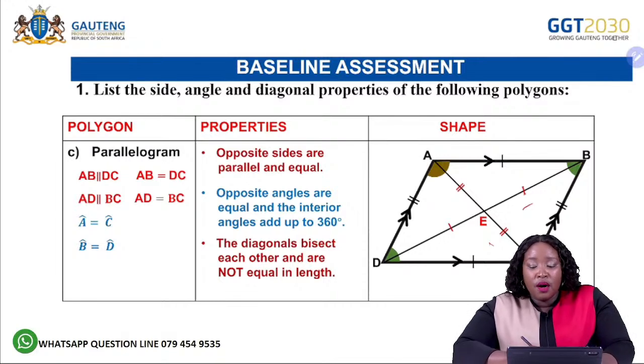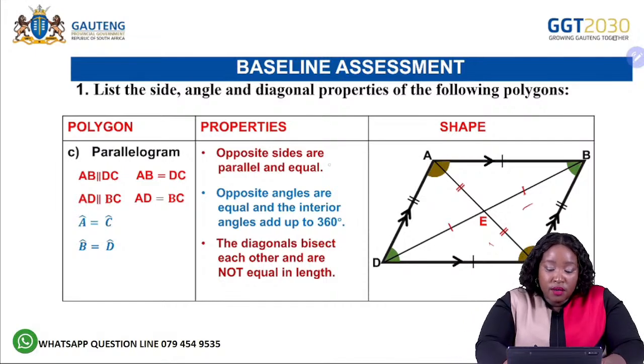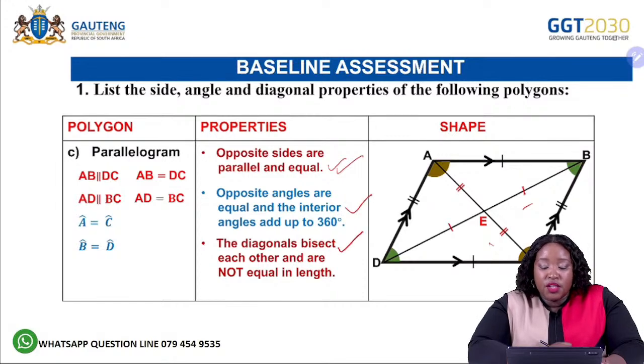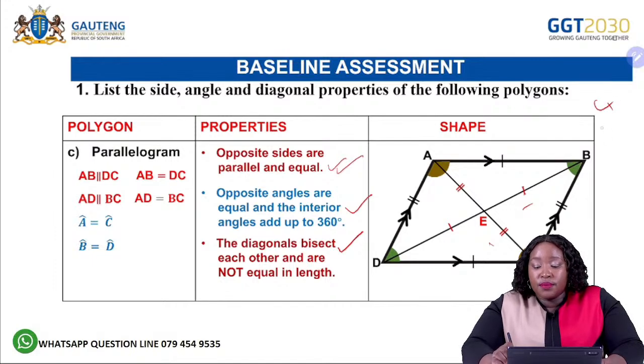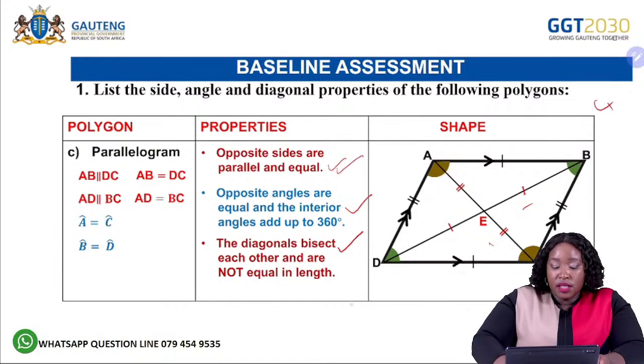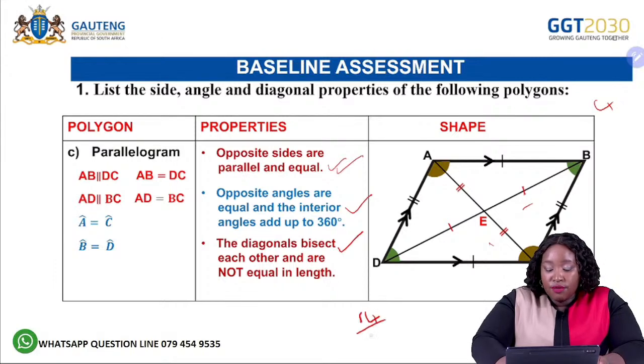Okay. All right. I'll just give you 1 minute to do your corrections here. Let me just give you marks. 2 marks there. Opposite angles are equal, gets you a mark. Diagonals bisect each other, gets you a mark. All right. So here we have 4 marks. Our total for this lesson would be 14 out of 14.